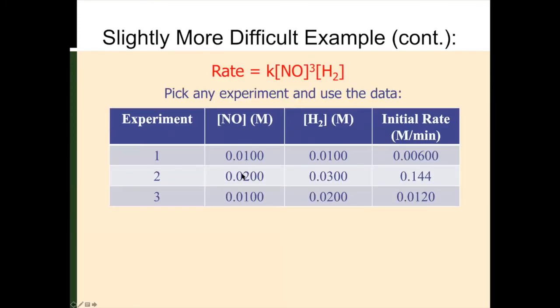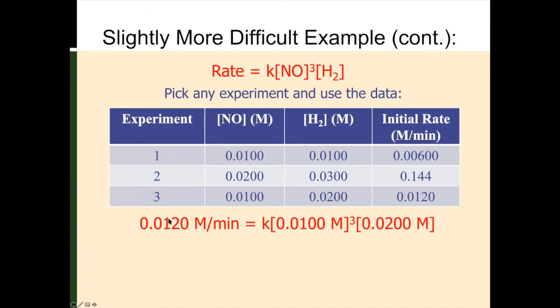There it is. So the rate is 0.012. Okay, the concentration of NO is 0.01, but we got to cube it, times the concentration of H2, which is 0.02. So you just rearrange and solve for the rate constant. And here's where the units actually are important, because the rate constants have different units based on the order of the reaction.